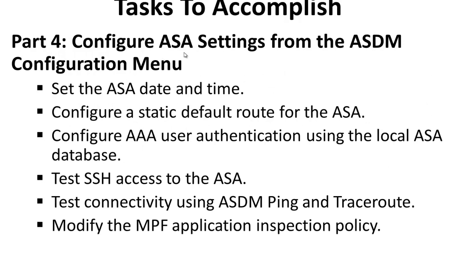In part 4, we are going to configure the ASA settings from the ASDM configuration menu. We will set up date and time. We will configure static route, configure AAA user authentication, and create a user name. We will test SSH access to the ASA. We will test connectivity using the ASDM ping and traceroute commands. And then finally we will modify the MPF application inspection policy so that we are going to allow ICMP packets. This will be part 4.